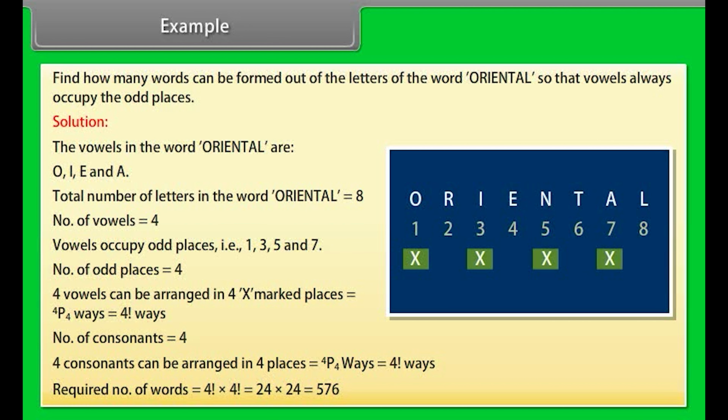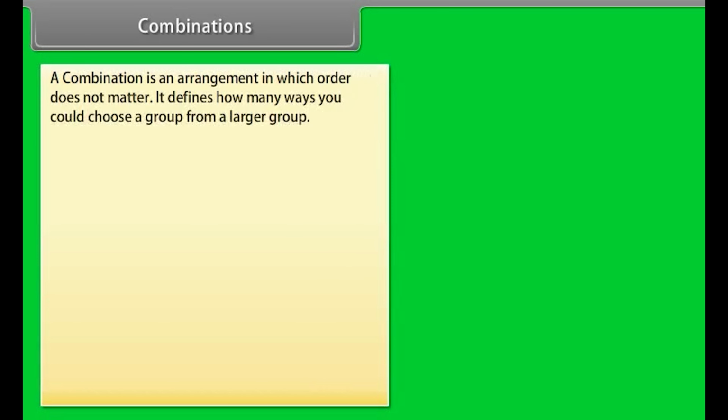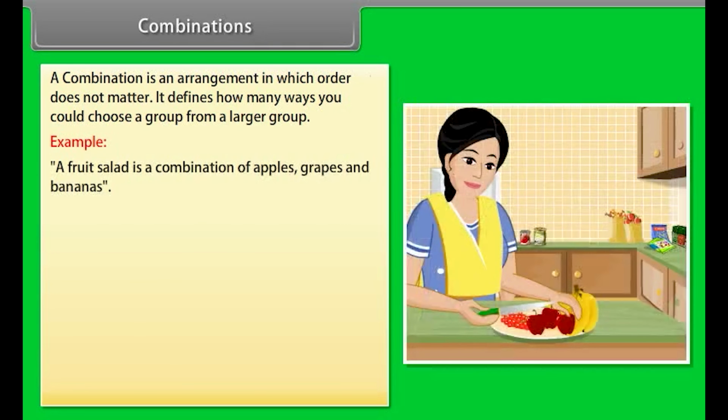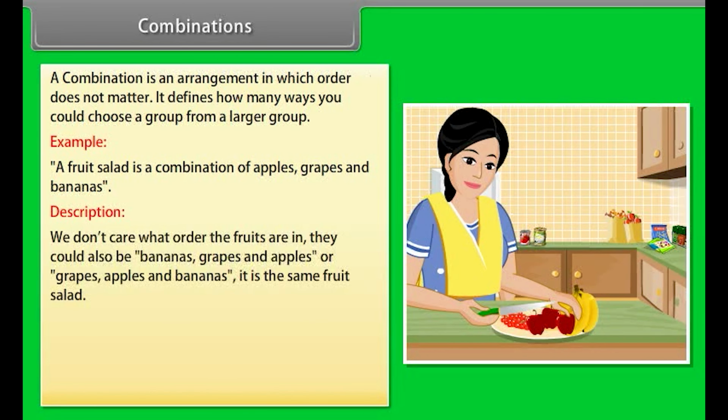to 576. Combinations. A combination is an arrangement in which order does not matter. It defines how many ways you could choose a group from a larger group. Consider the example. A fruit salad is a combination of apples, grapes and bananas. We don't care what order the fruits are in. They could also be bananas, grapes and apples, or grapes, apples and bananas. It is the same fruit salad.